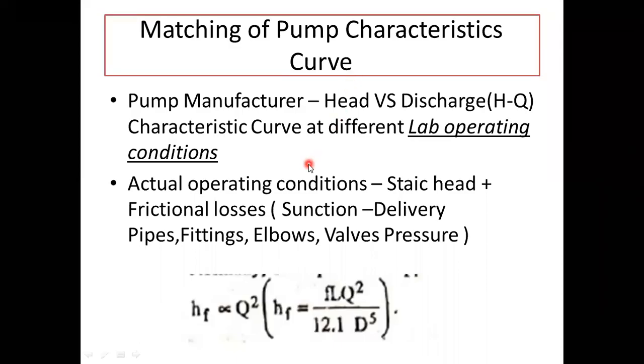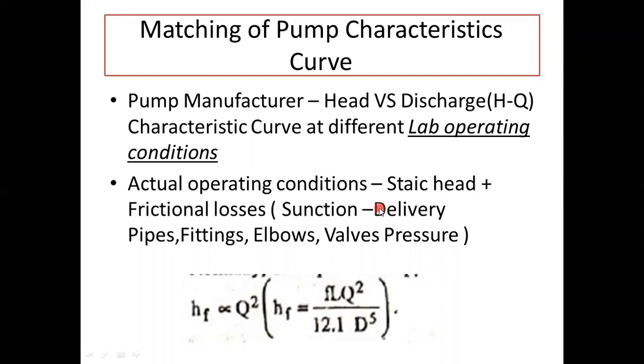So next topic is matching of the pump characteristic curve. The pump manufacturer always gives the head discharge, that is HQ characteristic curve for their manufactured pump and operated under different test conditions. And these test conditions are basically the lab operating condition. But in actual operating condition, the pump is required to operate under different conditions with respect to the suction and discharge pipelines, elbows, and number of valves.